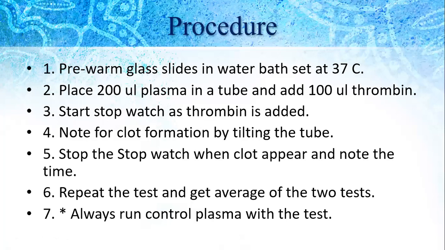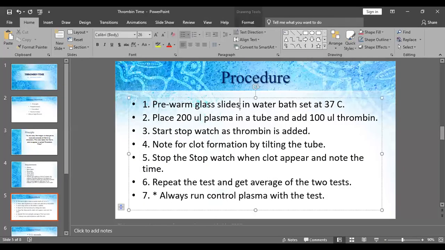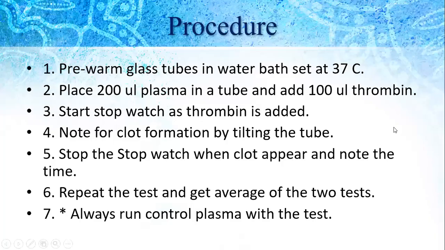Place 200 microliter plasma in a tube and add 100 microliter thrombin. Okay, so first of all, here we have talked about this: first of all you have to pre-warm the glass tubes in a water bath, which is already set at 37 degrees centigrade.